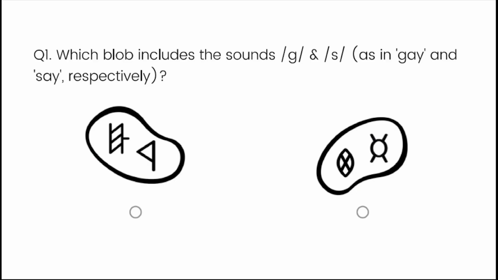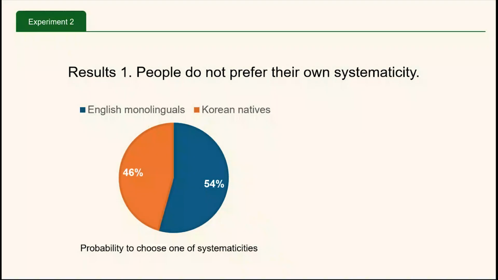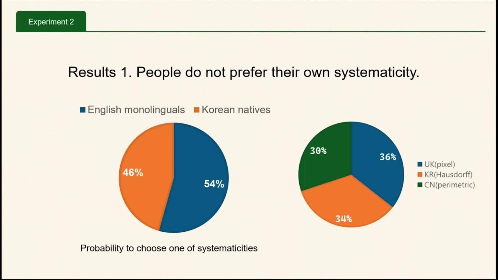The experiment was like this. They have to choose one of them. If they choose the first one, the next question asks which one is to which. Again, people do not prefer their own systematicity. So the probability as an individual to choose any of these systematicities was just half-half, which means just the same chance level. It's just confirming data.